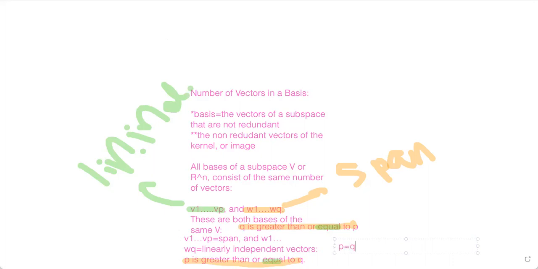P equals Q. So that's your proof. Now let's ground it back in what the point was. The point was to prove that every single basis of a subspace is going to have the same number of vectors. In other words, we have this example, and it's in V, in this certain subspace. And we've just proven that two different bases in this subspace have to have the same number of vectors. So that was the point of that.